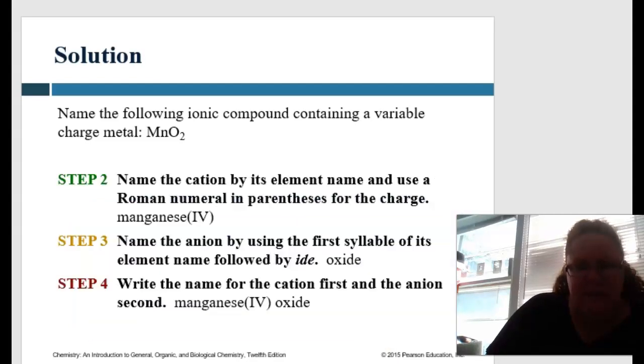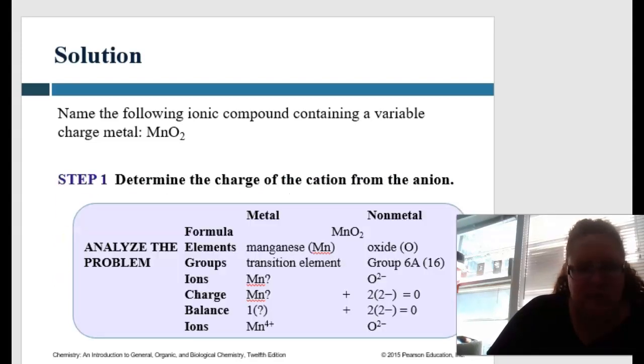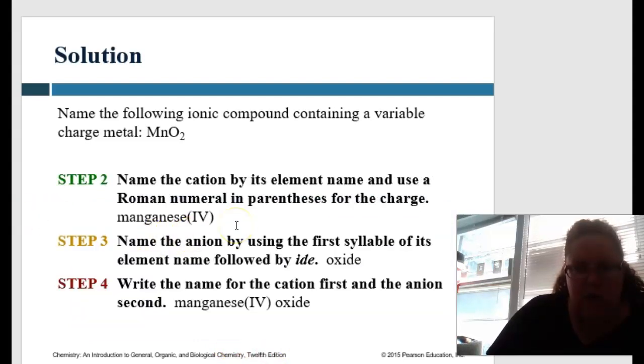Okay. And so you would end up naming it manganese because, again, we needed to have 4 of them. So it would be manganese 4, and then the oxide, so it would be manganese 4 oxide, right?